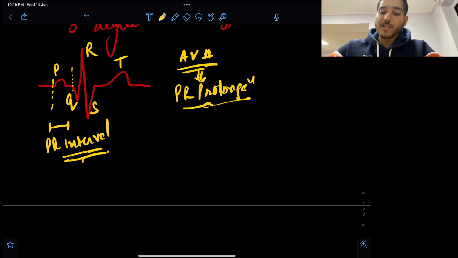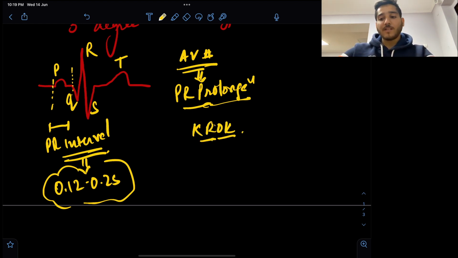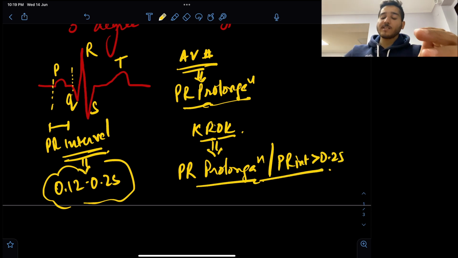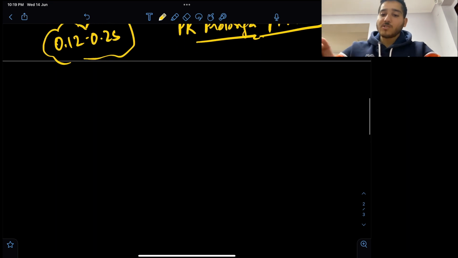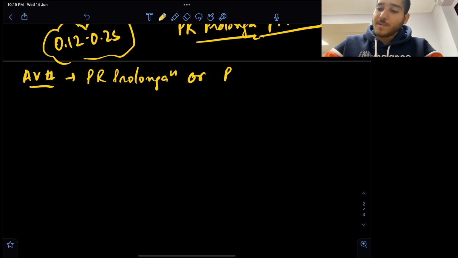Normally the PR interval is 0.12 to 0.2 seconds. So at most it can be 0.2 seconds. If in the Krok ECG question they give you this PR prolongation, or they give you the interval, like PR interval is more than 0.2 seconds, you should understand that this is a question of AV block. Okay. So in all AV blocks there's PR prolongation, or PR interval more than 0.2 seconds.